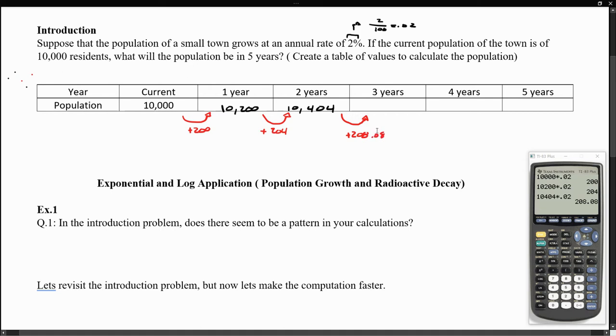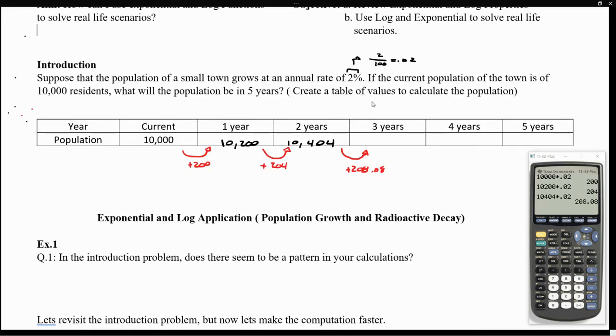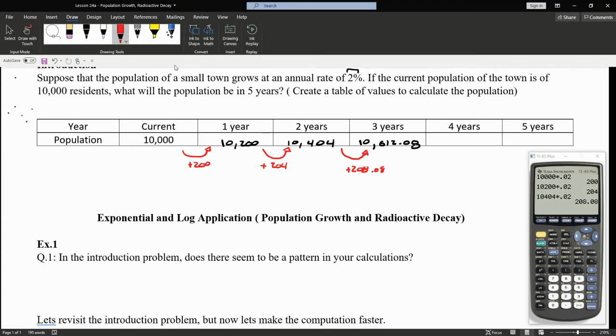But let's be careful with this, because are we really adding 0.08 people? This is not a whole person; this is a decimal of a person. Still, for the calculation, we're just going to add that decimal, even though it doesn't make a lot of sense to say I'm adding 0.08 of a person. So if I add them up, I have a total population of 10,612.08 residents.